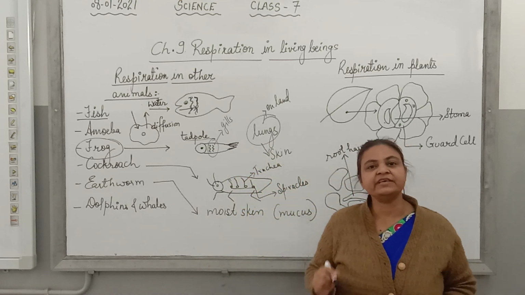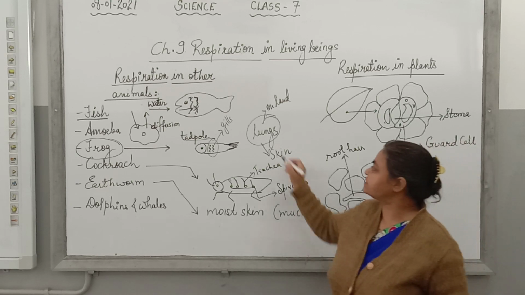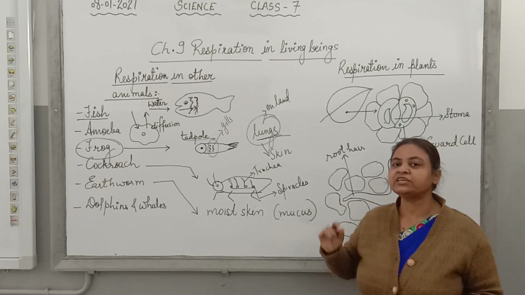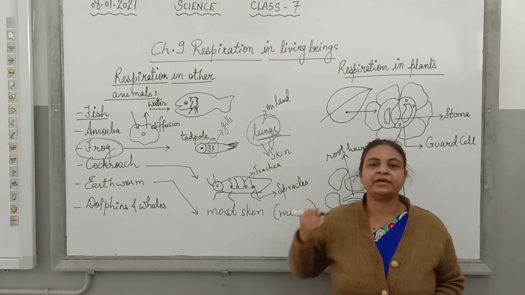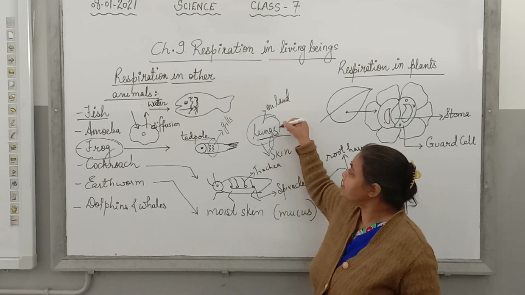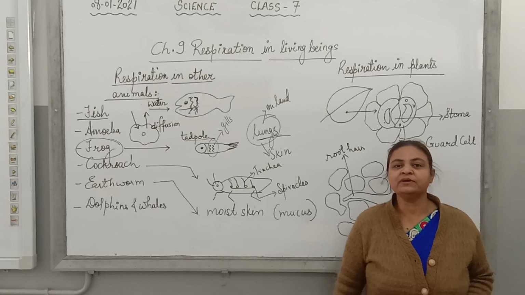Lastly, dolphins and whales. Although dolphins and whales are aquatic, they are mammals. They have lungs for respiration. Dolphins and whales occasionally come out of the water to take up oxygen. So, like human beings, they are also mammals and their breathing organs are also lungs.